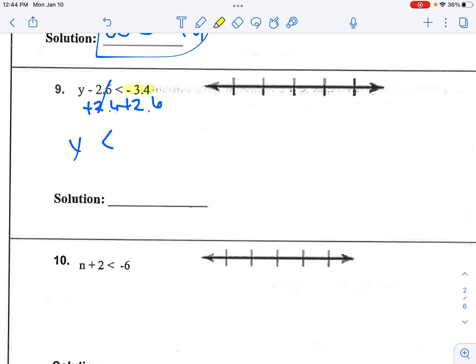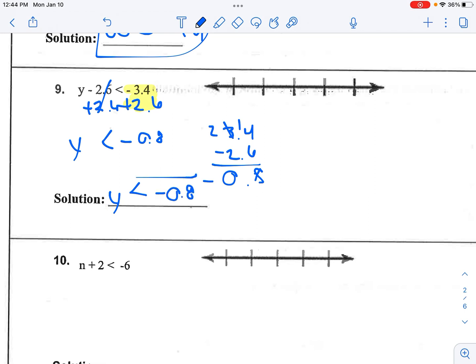So if I'm focused on solving this problem, I've got a negative number and a positive number. Different signs, find the difference. So 3 4/10 minus 2 6/10. 14 minus 6 is 8. And I had more negatives. So that's going to be y is less than negative 0 8/10. I need a better stylus if you couldn't tell. Y is less than negative 0 8/10.